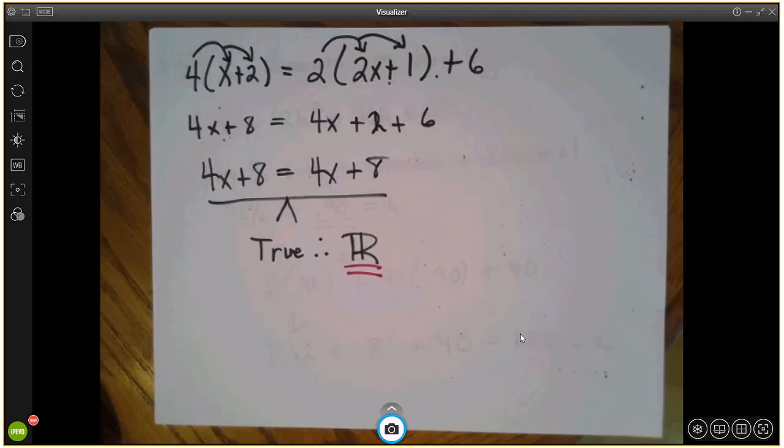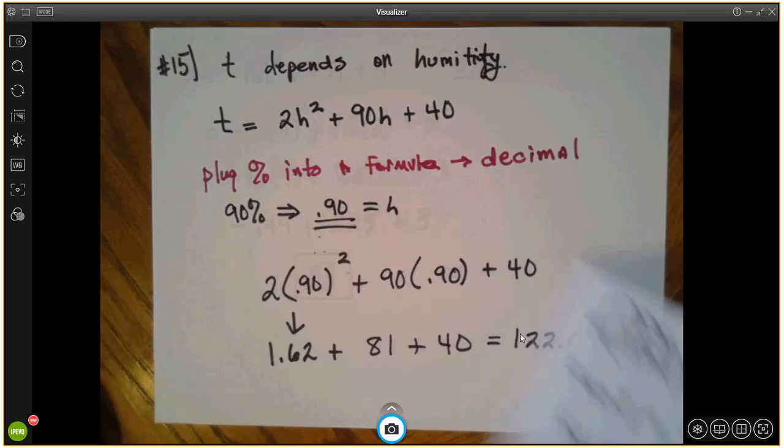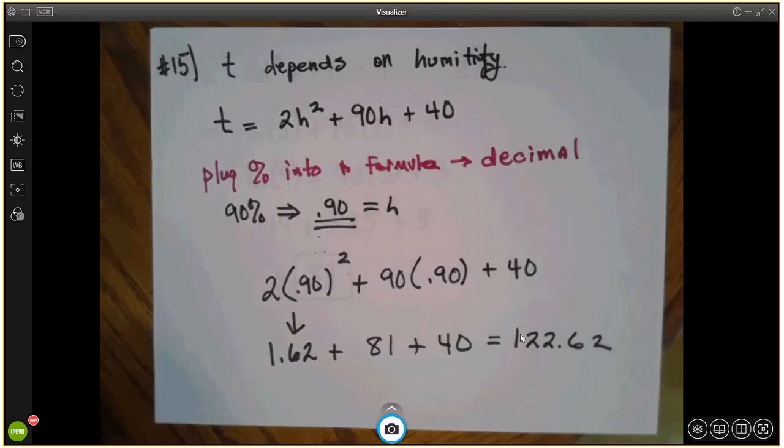Next question is number 15. Number 15 says T depends on humidity. The time it takes for clothes to dry on the clothesline when the humidity is at a certain percent is given by this formula. T is equal to 2 times h squared plus 90 times h plus 40. So you have to plug in the humidity. The humidity in this problem is 90%.